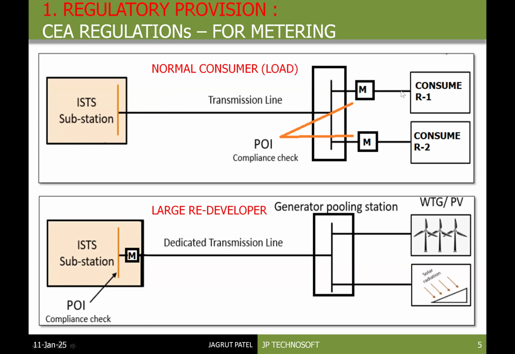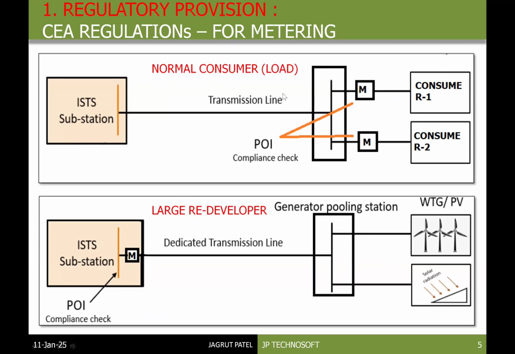That is the representation over here in this slide on the upper one. For any renewable developer, the meter provision is placed at the grid substation. This is the biggest difference in the metering scheme. This is by the regulation of the Government of India, so everywhere across India, the same is being followed. For any consumer, the meter is placed at the premises.